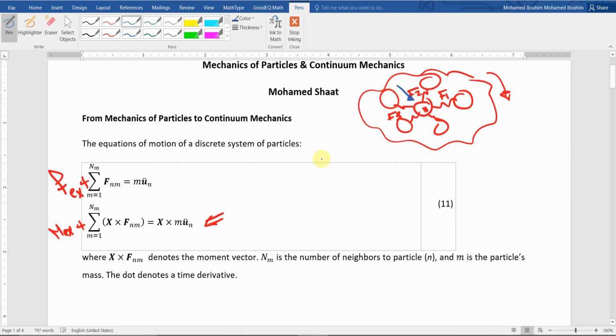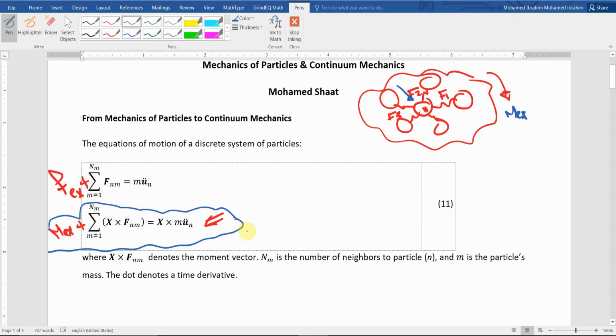Okay, and as we discussed in the previous meeting, this particle n cannot support a moment. Why? Because this is just a point. According to classical mechanics, a point cannot rotate, so it cannot support a moment. But the overall system itself can support a moment, like M external, and in this case, the overall discrete system of particles is going to rotate. So you should consider that this equation is a separate equation, independent of this one.